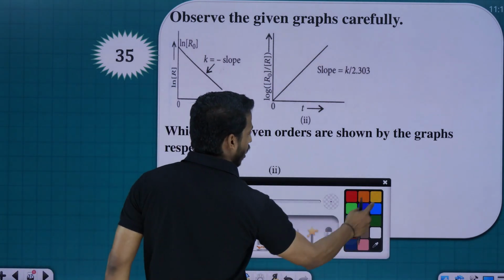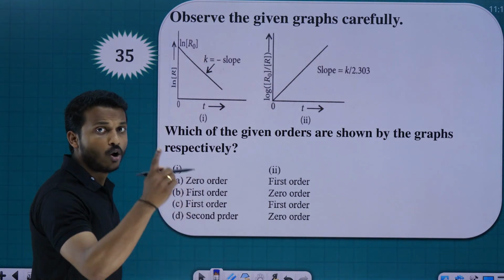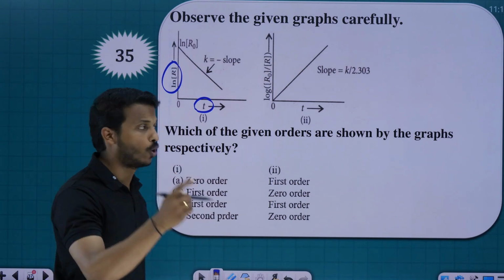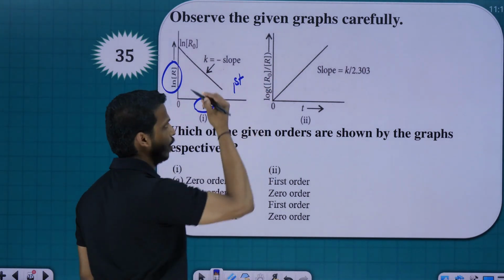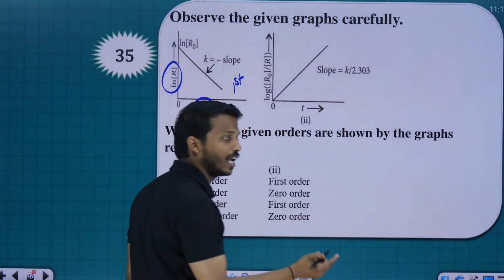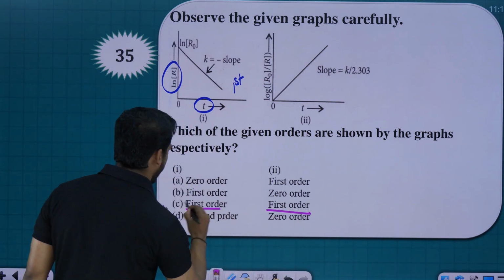Which of the given orders are shown by the graph? Already we discussed ln R versus time is what? First order. Already we discussed that. This is first order. And what about this graph? Dear all, it is also first order. They are making confusion. Okay. Both of these are first order, option C.